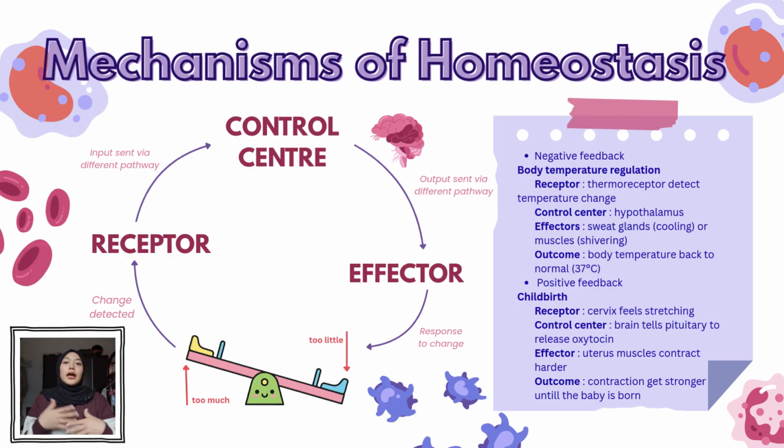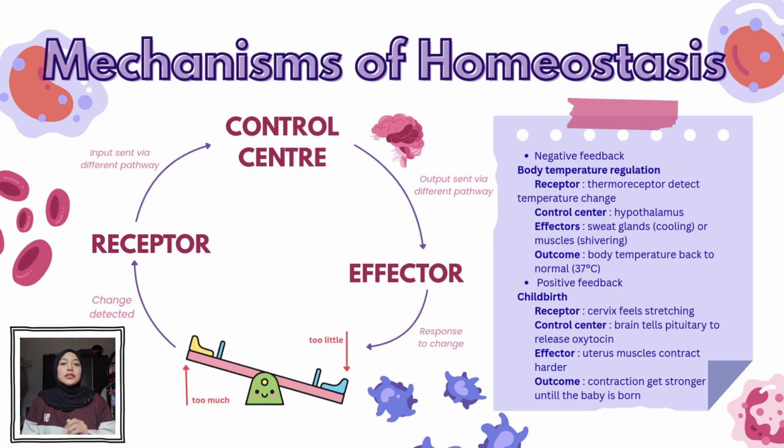Now I will explain how the mechanism of homeostasis works. Homeostasis is maintained through a simple control system with three main components. First, we have the receptor, which acts as a sensor. Its job is to detect any changes in the internal environment. Next, the information goes to the control center, usually the brain.